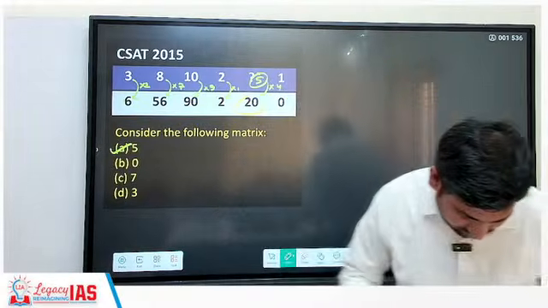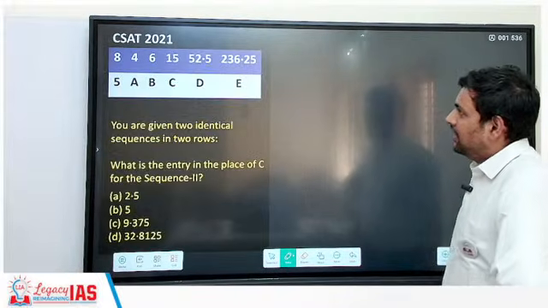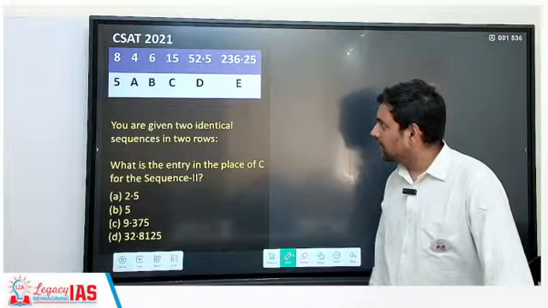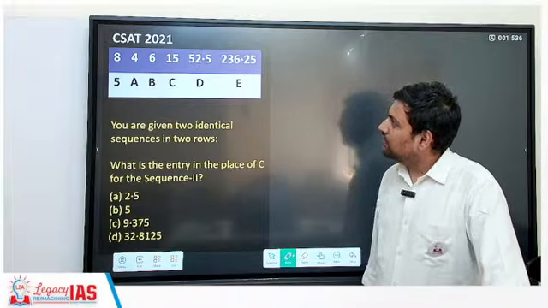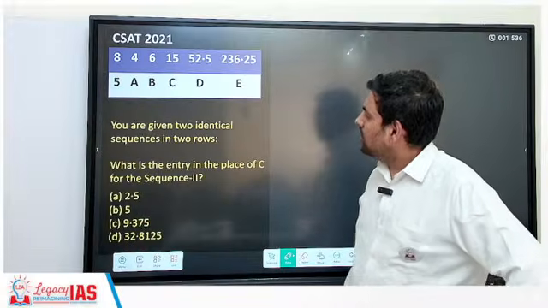Yes, Anurag. Then, let's see this. So this is 8, 4, 6, 15, 52.5. This. Now, they have also given something.